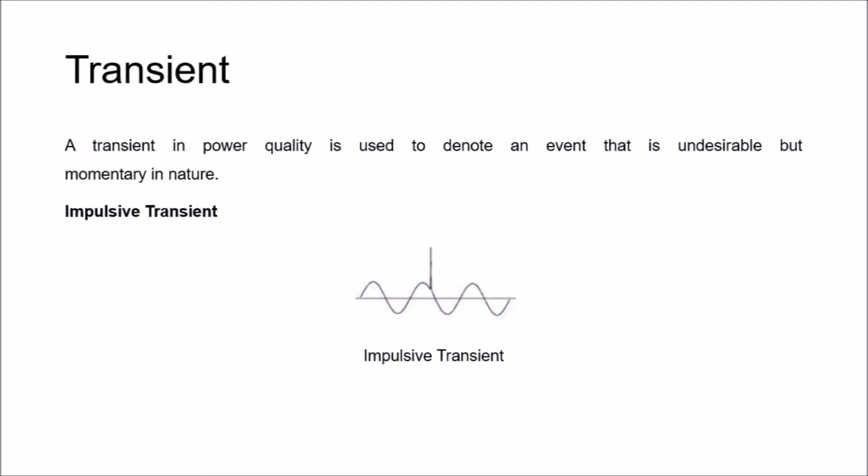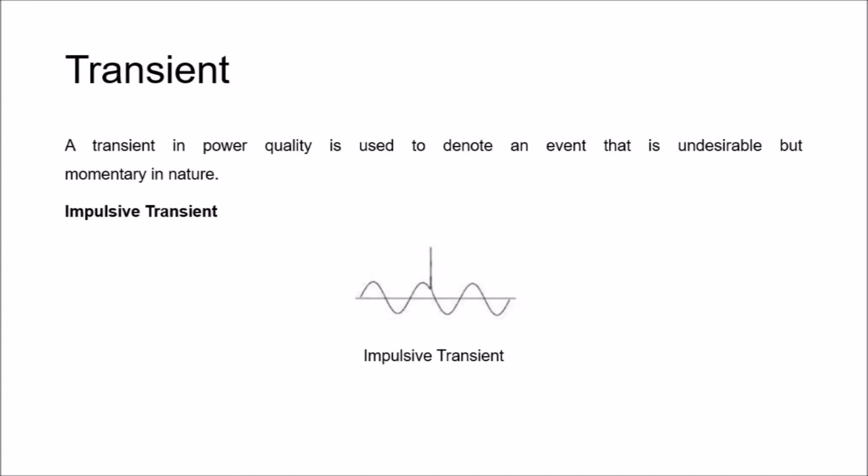As for transients, a transient in power quality is used to denote an event that is undesirable but momentary in nature. The first thing that comes to mind to most power engineers is the notion of a damped oscillatory transient due to RLC network when they hear the word transient. In a broader aspect, a transient simply means the part of the change in a variable that disappears during transition from one steady state operating condition to another.